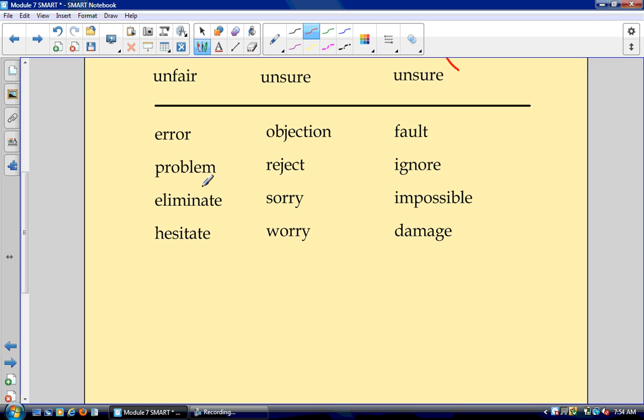Other kinds of words can be problematic, and the book lists several, actually. They have an entire chart on page 108 that you can refer to. But words like error, problem, eliminate, hesitate, objection, reject, sorry, worry, fault, ignore, impossible. These kinds of things, instead of focusing on the positive, again, draw people's attention to the negative, which is not what we want to do. We want to help them move away, move beyond the negative to the next step, to the positivity, and focus on our positive relationships.